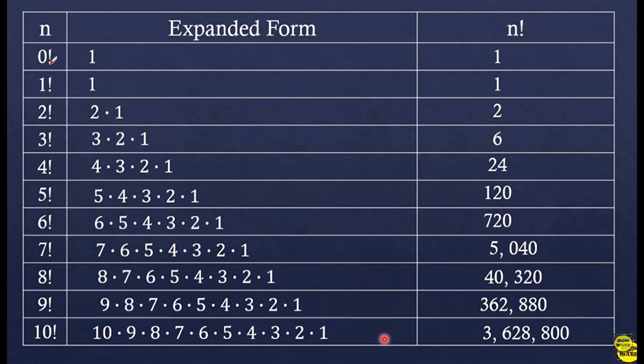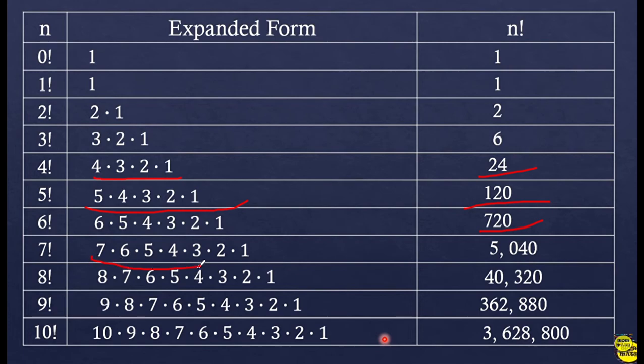If we have 0 factorial, that is equal to 1. 1 factorial, still 1. 2 factorial is 2 times 1, that's 2. 3 factorial is 3 times 2 times 1, that's 6. 4 factorial, the answer is 24. 5 factorial, the answer is 128. 6 factorial is 6 times 5 down to 1. The answer is 720. You multiply them all.